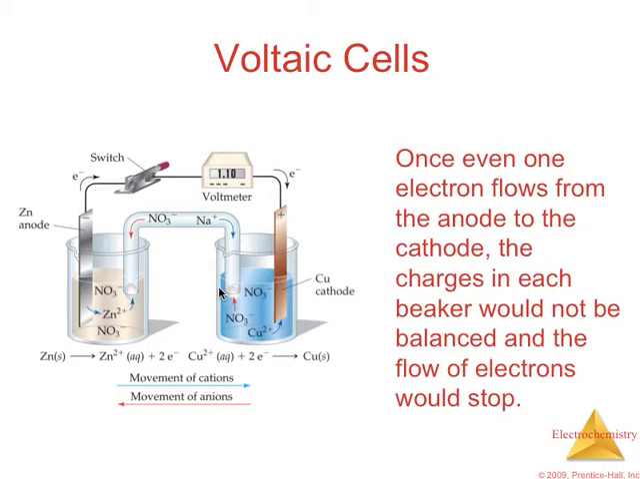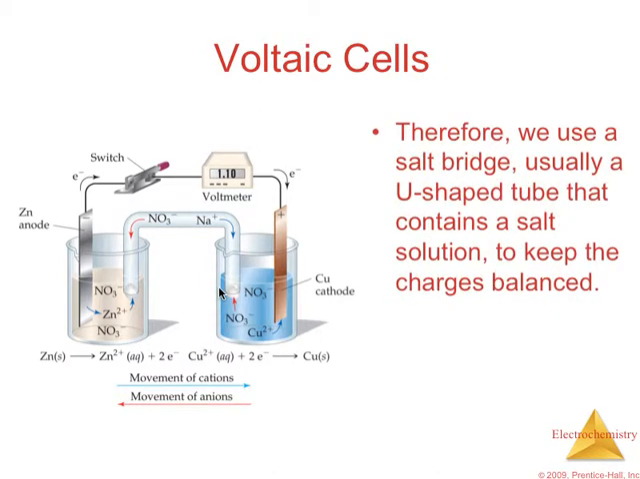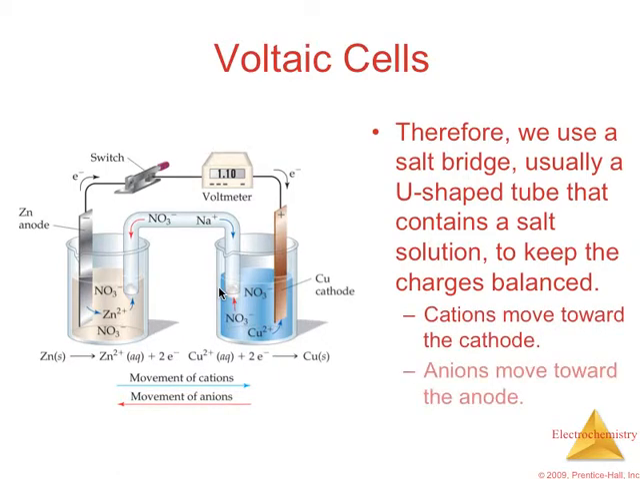Once even one electron flows from the anode to the cathode, the charges in each beaker would not be balanced and the flow of the electrons would stop. That's the reason for the salt bridge. Okay, it's usually a U-shaped tube. You can use a string that's been soaked in ionic solution. And again, the cations move towards the cathode, anions move towards the anode.